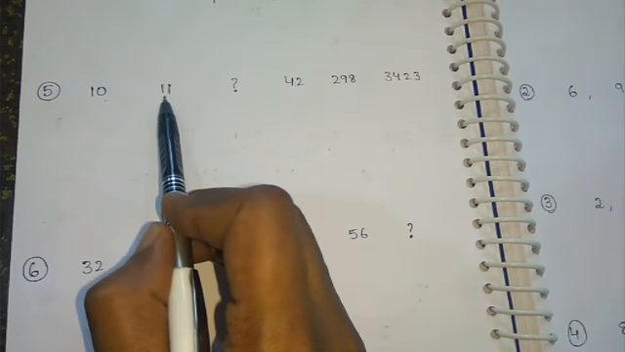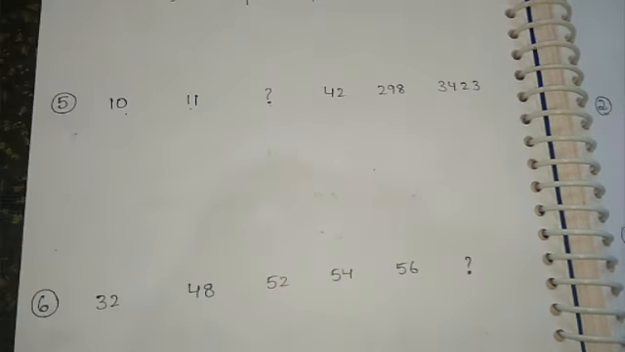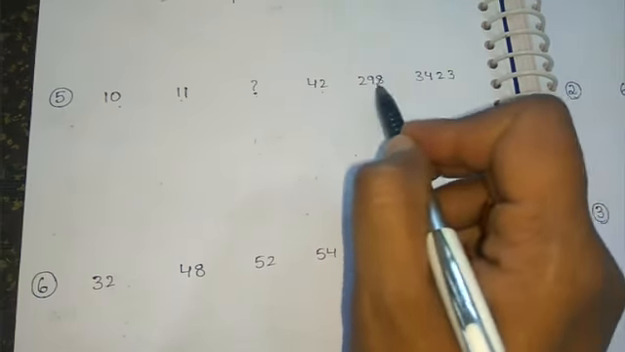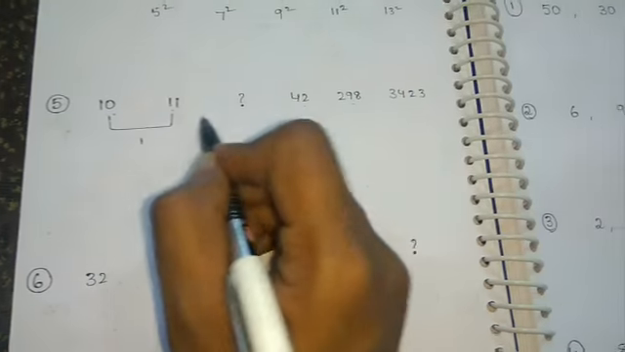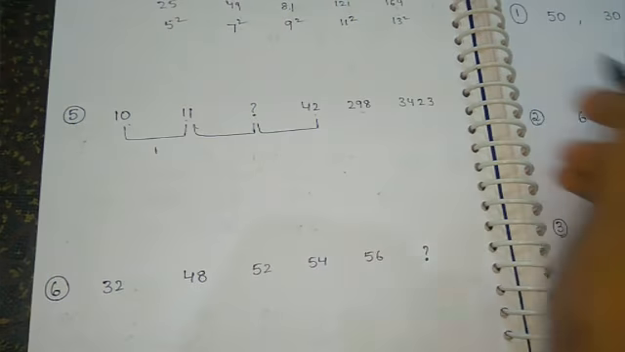Okay. So the next one. See here 10, 11 and question mark and 42, 298 and 3423. Here see the last term is very much bigger than the term before. We may think that some multiplication is going on. Okay, but it is a vast difference. So first we should find the difference. Why? Because here we have only 1 as the difference. Okay, 1. And the next one we don't know what the difference is, and the next one we don't know here also.